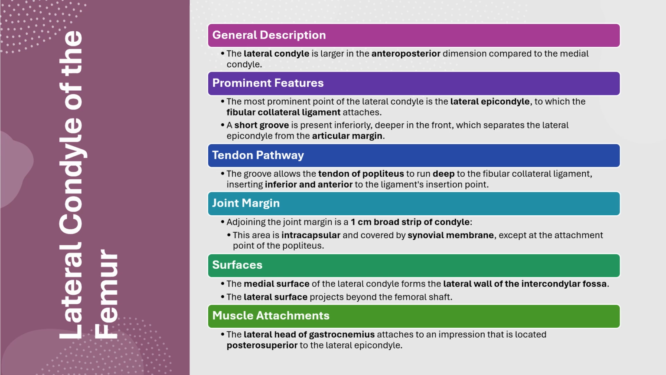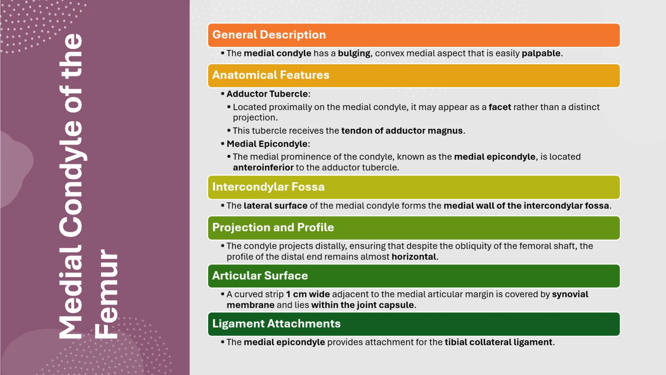The medial surface of the lateral condyle forms the lateral wall of the intercondylar fossa, and the lateral surface projects beyond the femoral shaft. The lateral head of the gastrocnemius attaches to an impression that is located posterior superior to the lateral epicondyle. The medial condyle of the femur has a bulging convex medial aspect that is easily palpable.